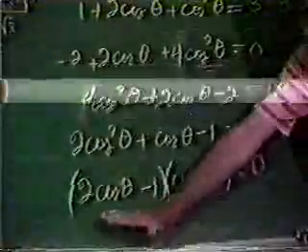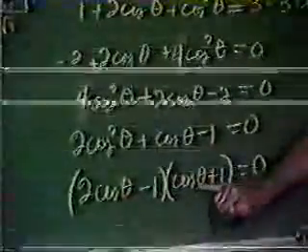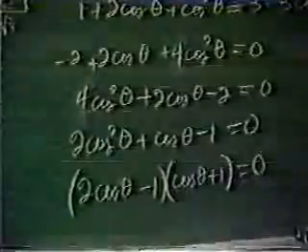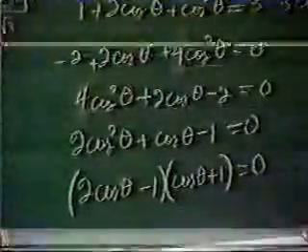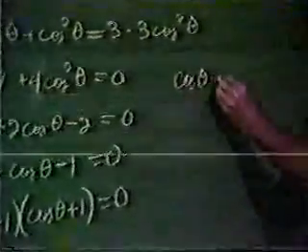All right, now factoring this, looking at the last line here on the board, we factor 2 cosine of theta minus 1 and cosine of theta plus 1. And now we have it to where we need to go. All right, looking over here, that then would make cosine of theta equal to 1/2, and cosine of theta equal to minus 1.